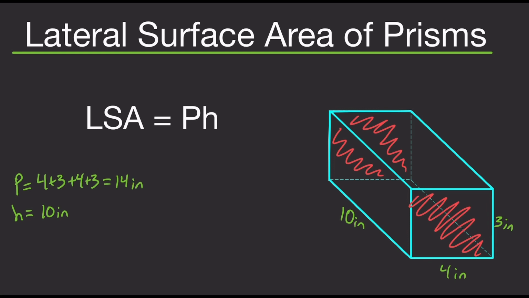Now that I know these two measurements, I can just plug them into my formula. So my lateral surface area is 14 times 10. 14 times 10 gives me 140 inches squared.